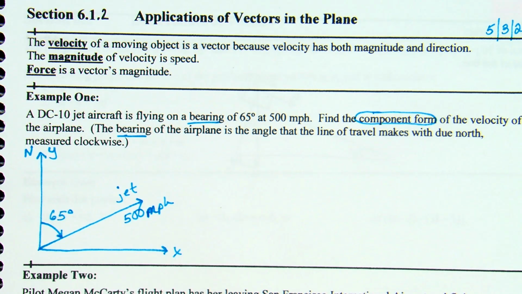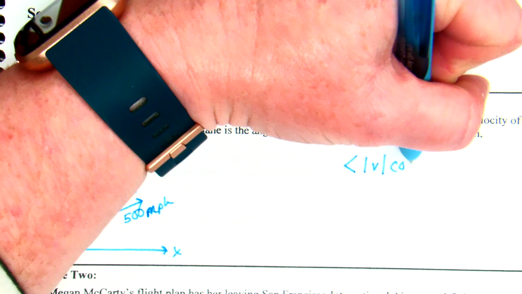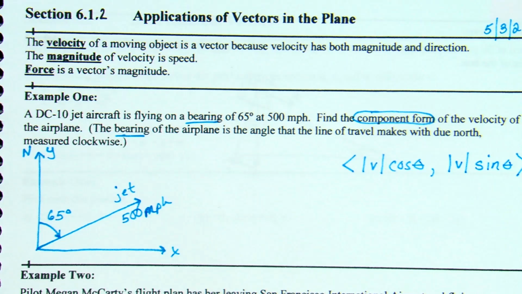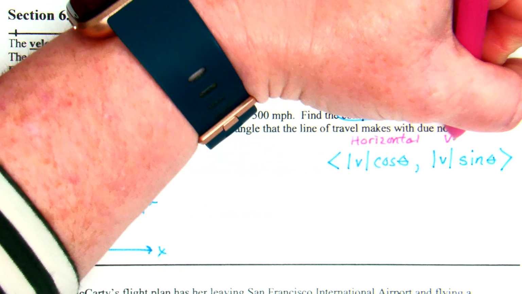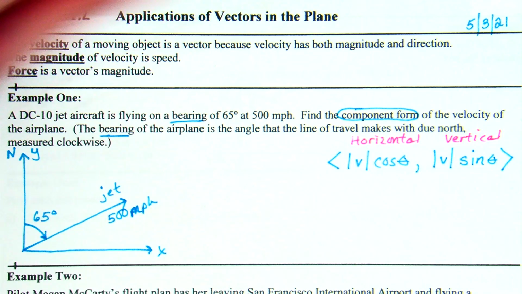And we talked about the horizontal and the vertical component, yes? So what do you remember about the horizontal and vertical component? Horizontal was the magnitude or the absolute value of V times cosine of theta, and the vertical was the magnitude or absolute value of V times sine theta. That was something we learned Friday, and those were our horizontal and vertical components.